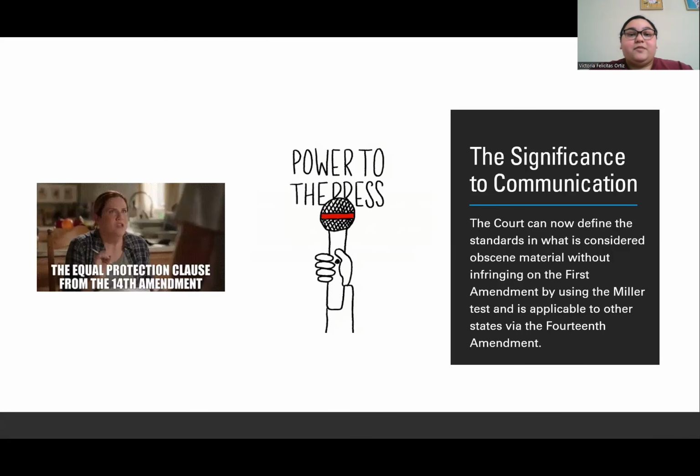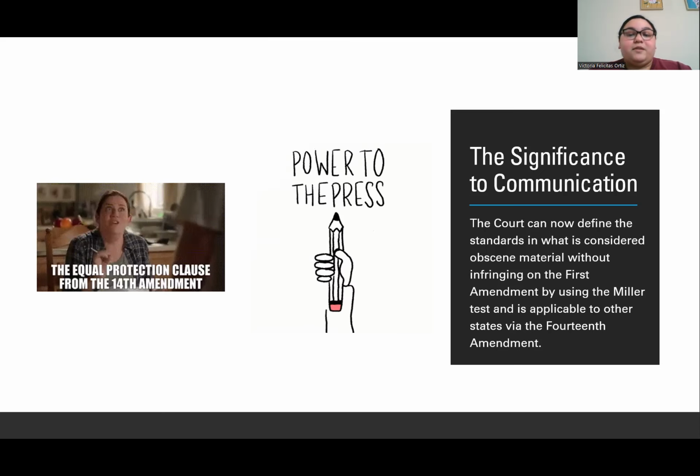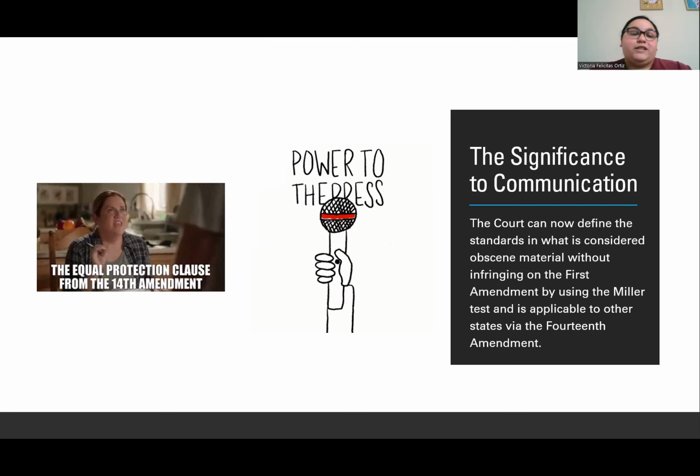The significance to communication for this case: the court can now define the standards of what is considered obscene material without infringing on people's First Amendment rights by using the Miller test. And it is actually now applicable to other states via the 14th Amendment.